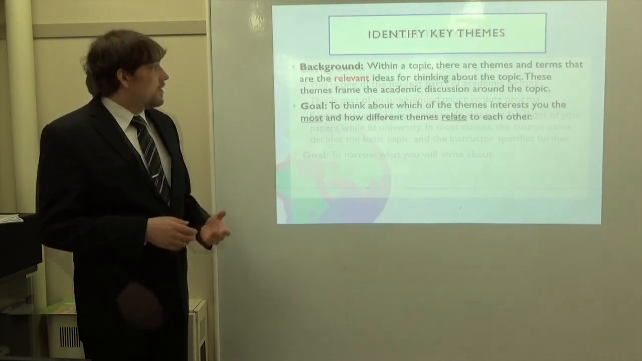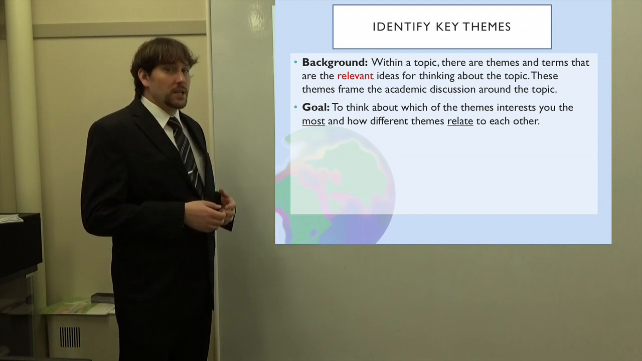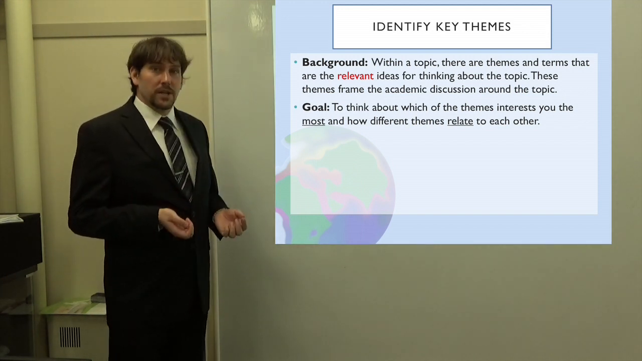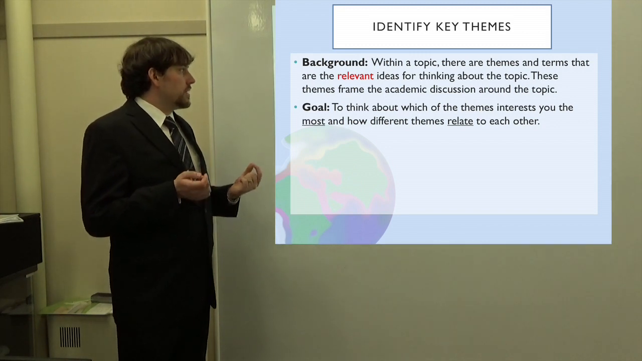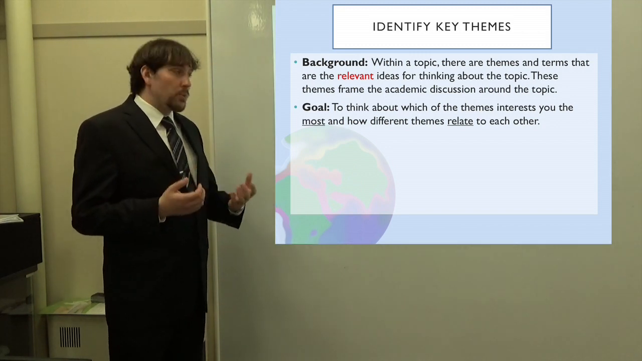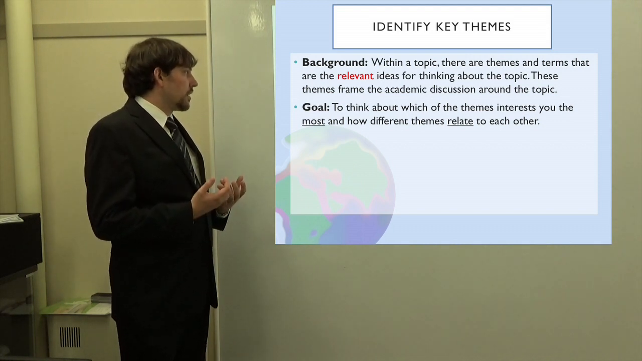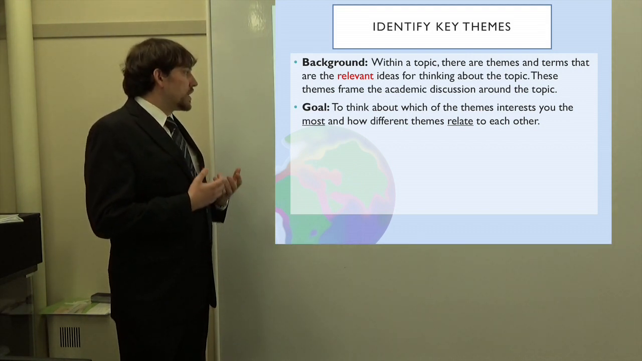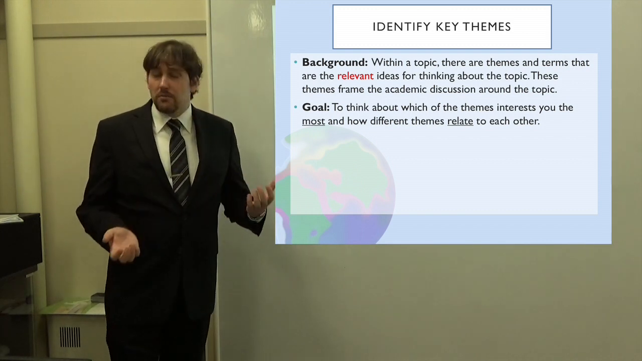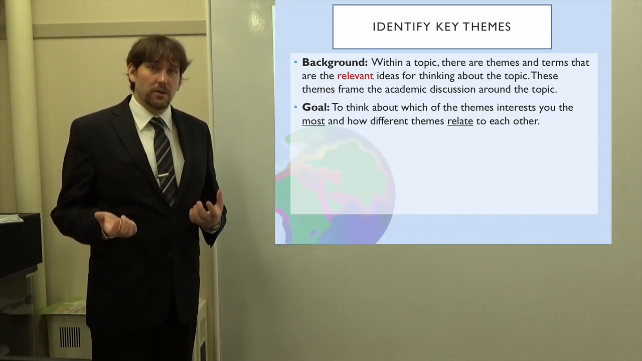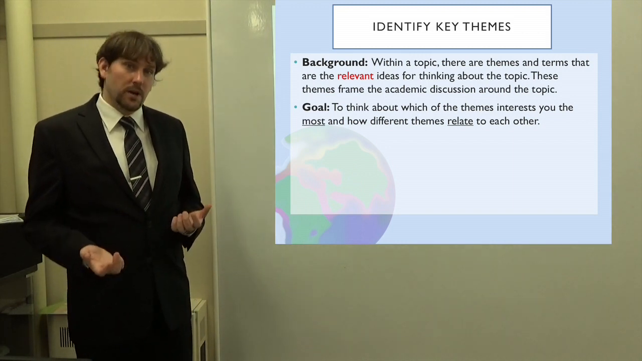That's the next flip. Next step, to identify key themes. Within a topic, there are themes and terms that are relevant. These are the ideas that are used when we talk about this topic. These frame the academic discussion around the topic. Here you want to think about which of the themes interest you the most and how different themes interact with each other. If you're studying, for instance, race or gender, you might want to look at power constructs.